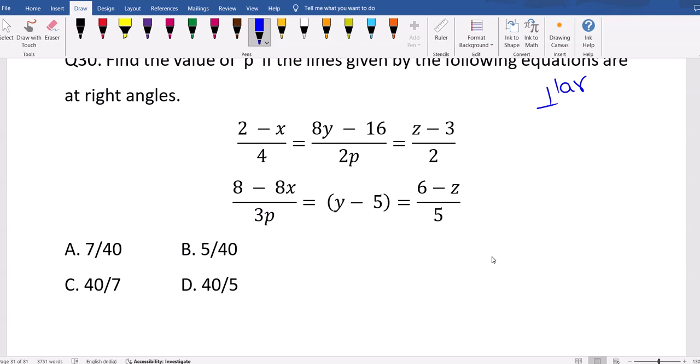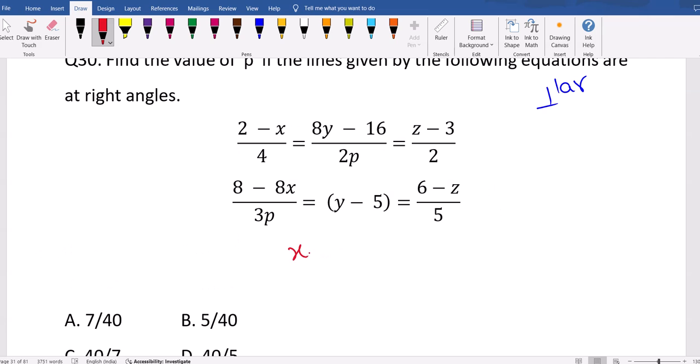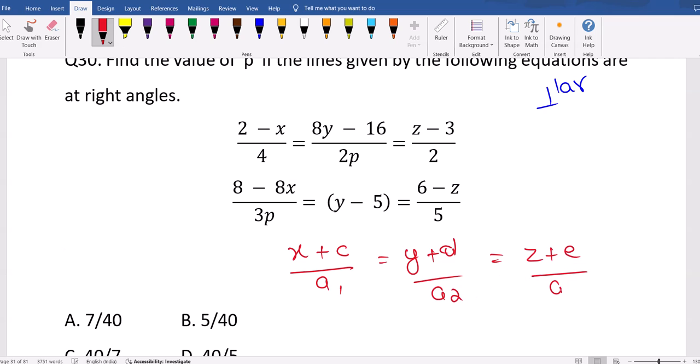If you focus on this question, regarding the perpendicular situation, if the question gives us two equations, then for the perpendicular combination, the first equation and the second equation should both be in a similar format. Let us say I'll keep it like x plus some constant divided by a1, y plus some constant, let us say d, divided by a2, z plus some constant divided by a3.